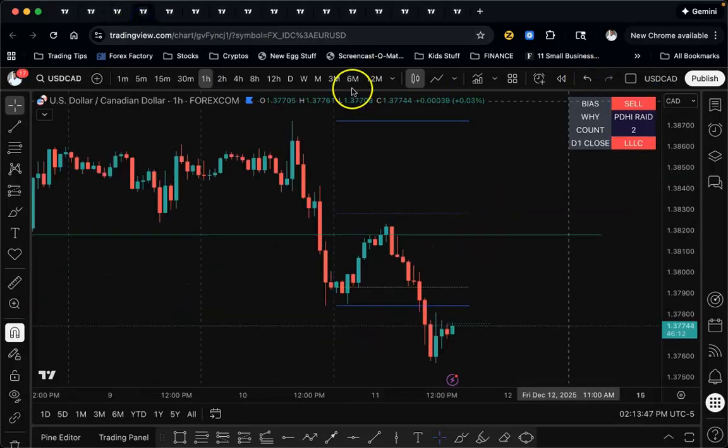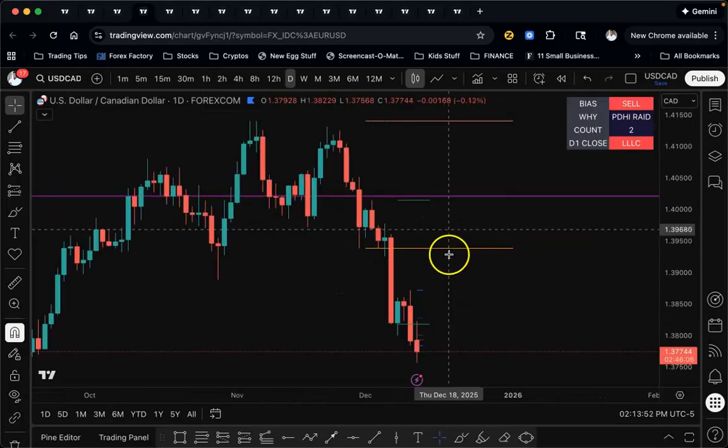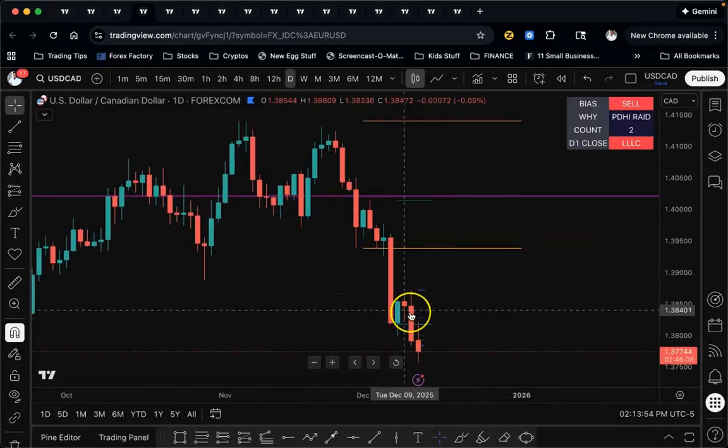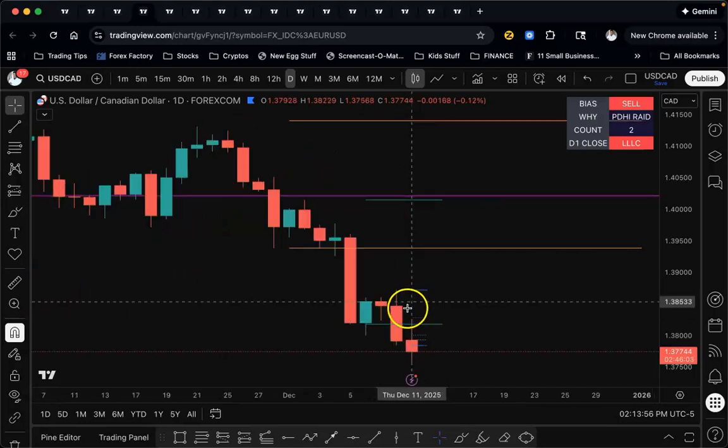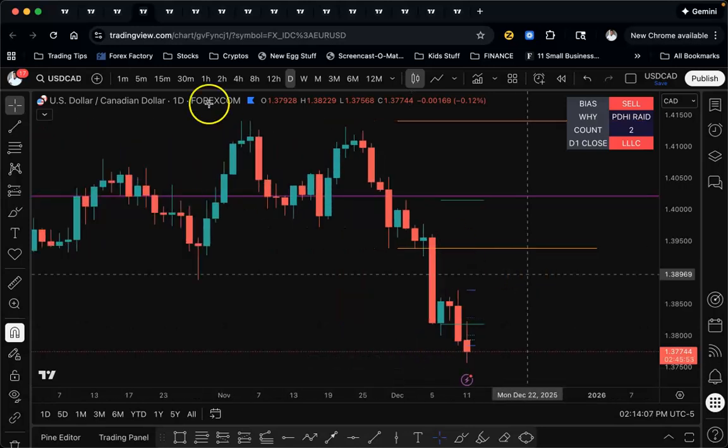USD CAD, another one, right? So this was yesterday's candle after FOMC, right? Bias is sell, okay? On the new open of today's candle, price rallied and dropped, okay?